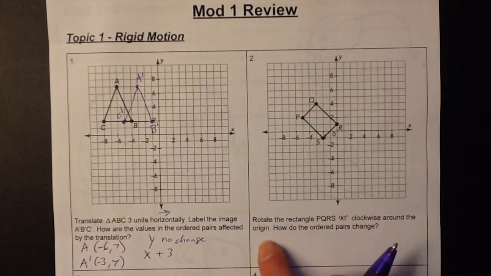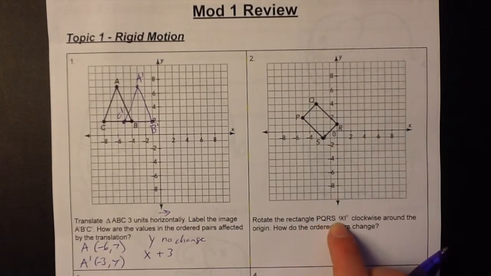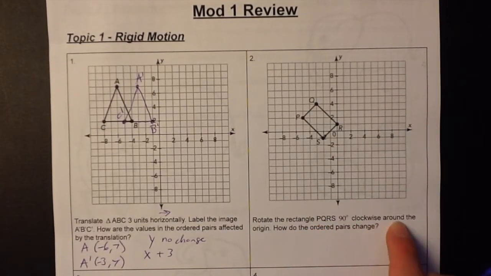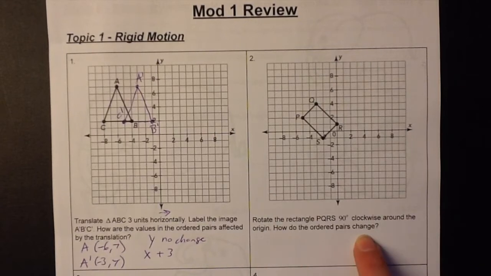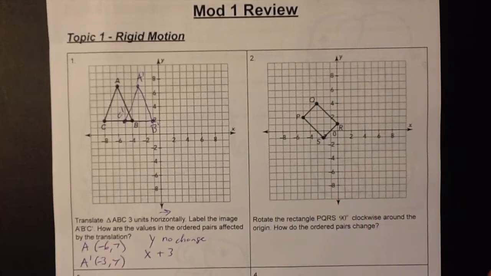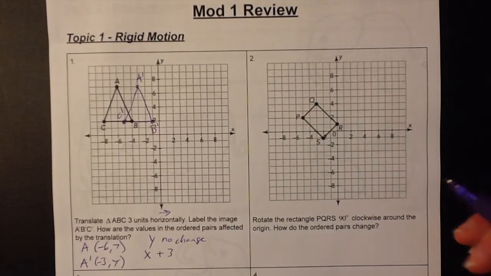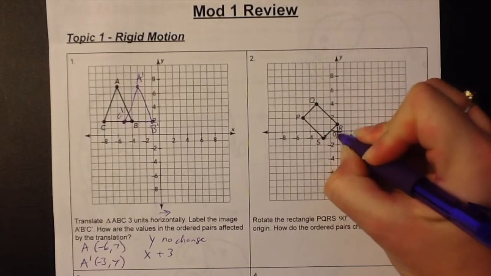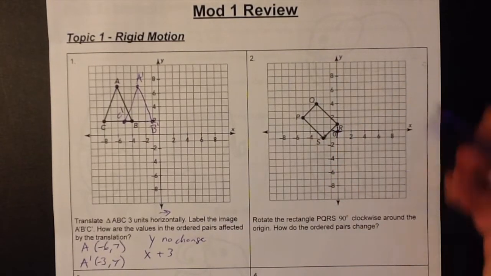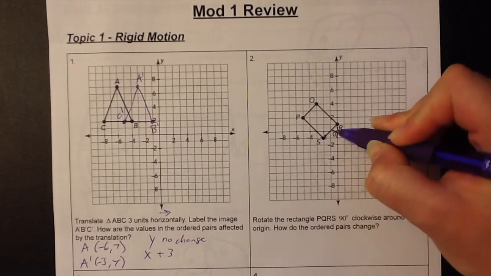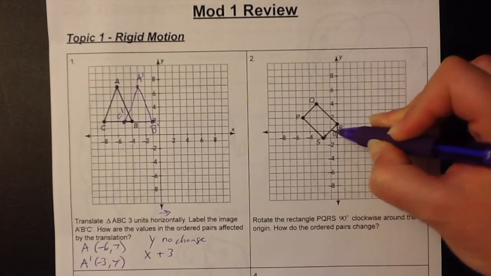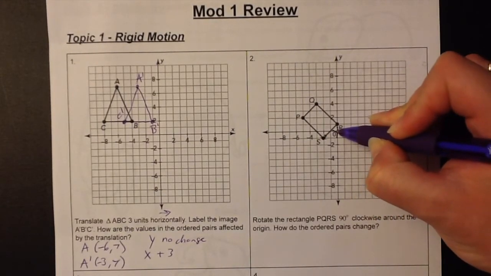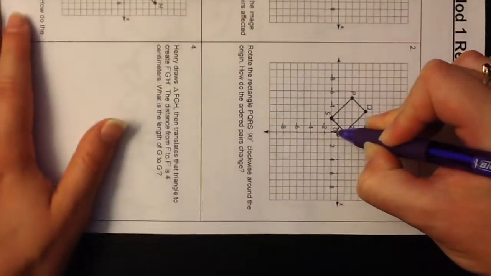Number 2, rotate the triangle PQRS 90 degrees clockwise around the origin. How do the ordered pairs change? If you don't have patty paper, because most of us don't just have that at home, there's some other things you can do. So if I look at the fact that I'm trying to rotate it around this point right here, 90 degrees clockwise, if I physically move my page, then it's going to give me an idea of what this looks like. So 90 degrees would be like that.